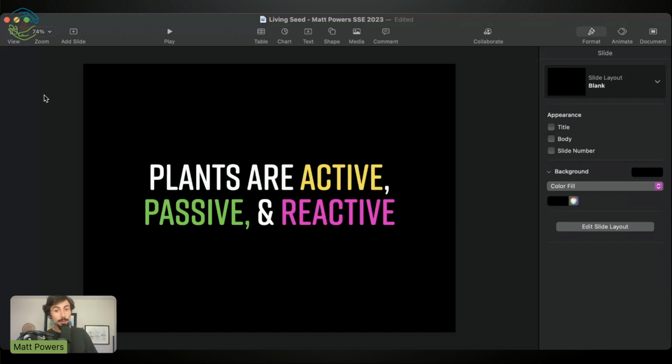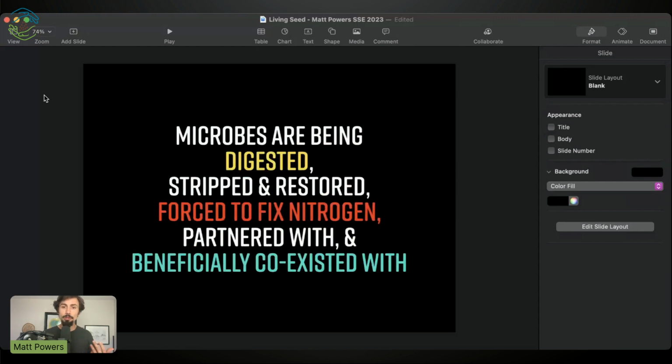If you feed them properly, they react. If you add the microbiology, they react. Microbes are being digested. They're being stripped and restored. They're being forced to fix nitrogen. I mean, as Dr. White says, you fix nitrogen or die inside the root. And they're being partnered with. There are symbiotic relationships left and right. And they're also being beneficially coexisted with.